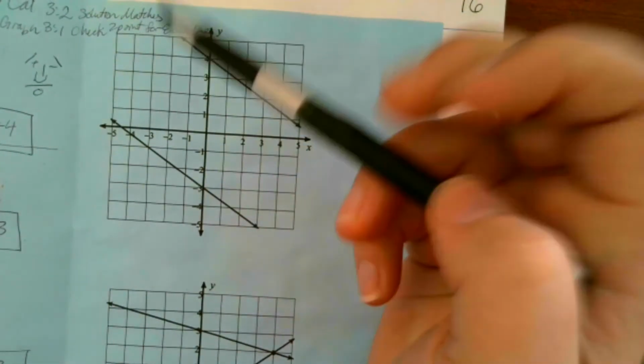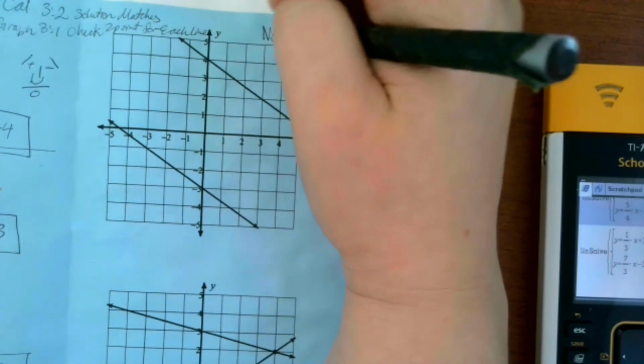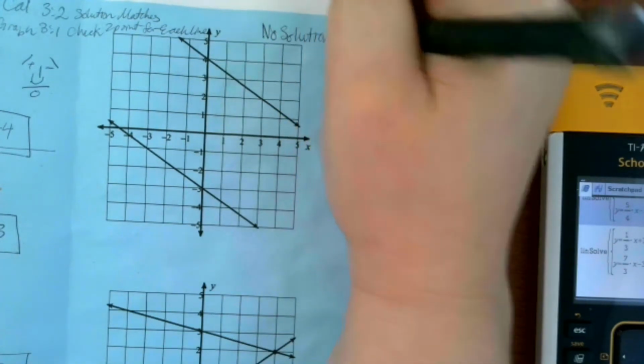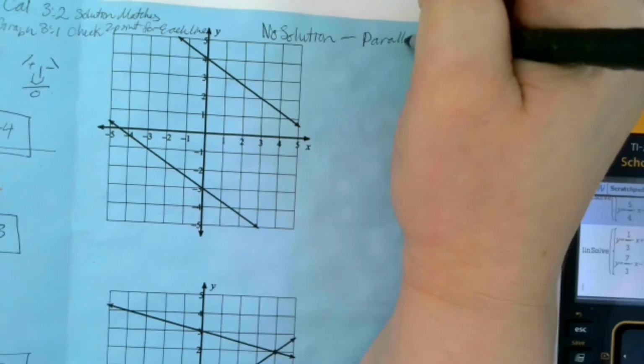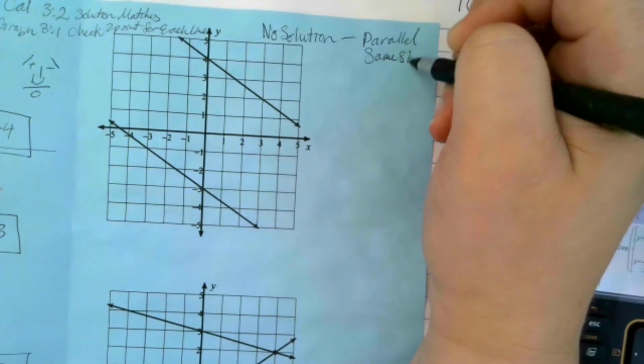Okay, really simple. Do these cross? They don't. They're parallel. It's no solution. And please write that they're parallel. And parallel should automatically trigger same slope in your brain.